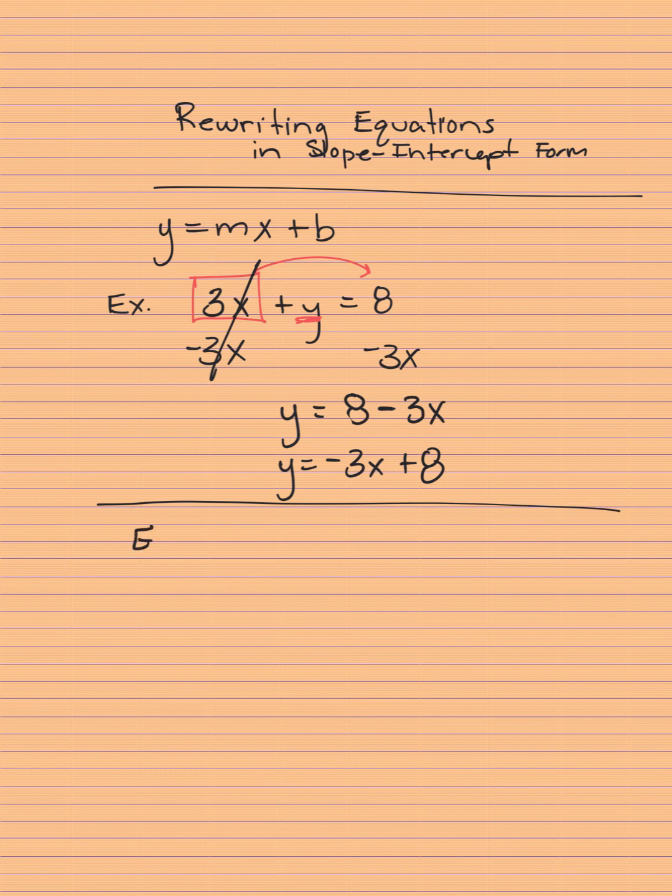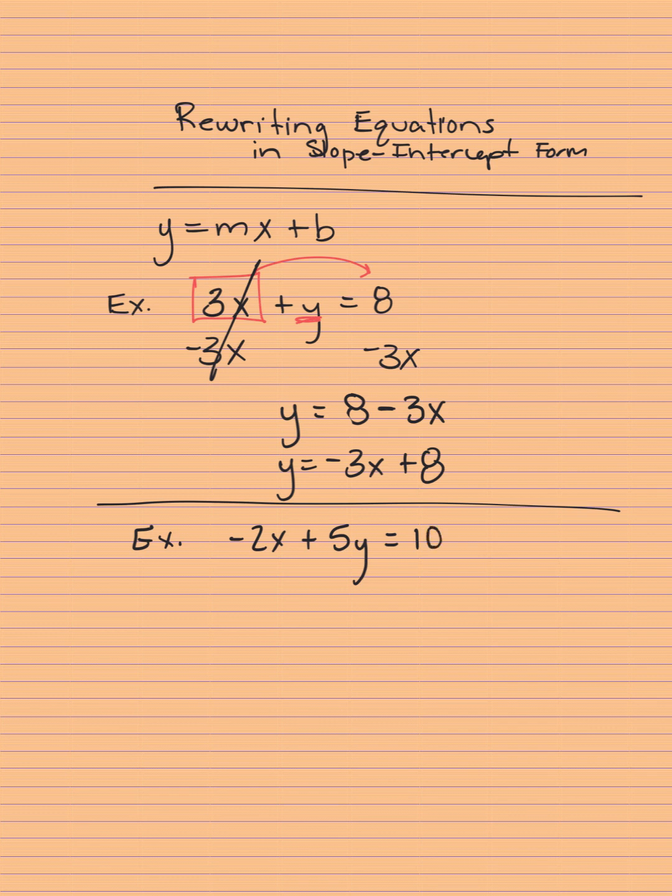Okay, let's look at another example. This example is going to be, what if there's a number in front of the y, so there's an extra step. So let's say we've got negative 2x plus 5y equals 10.